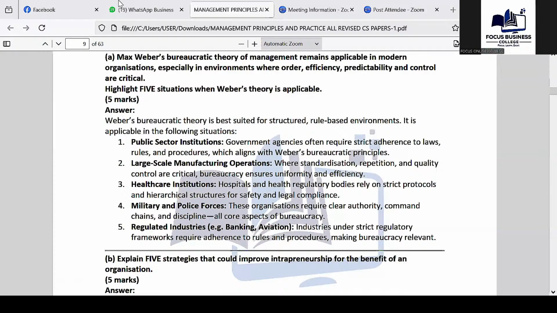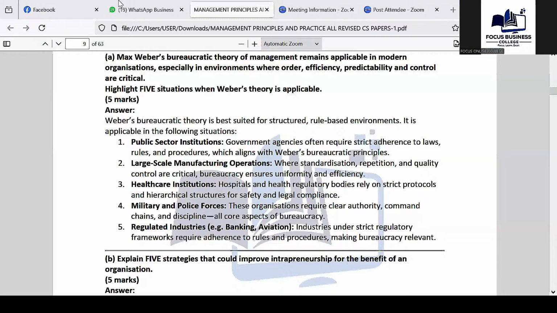So we talk about the public sector. Government agencies often require strict adherence to laws, rules, and procedures, which align with Weber's principles. If you look at the government sector, application for even a document, even a birth certificate, there's a procedure. You cannot just apply the way you want. There are requirements and attachments. So there's some aspect of bureaucracy. You cannot just use a shortcut to get those documents.